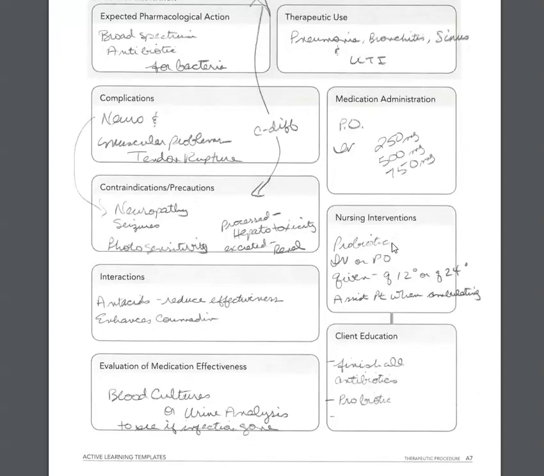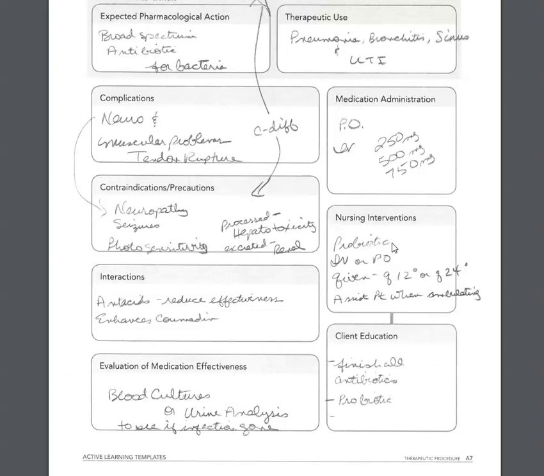Interactions, I saw that antacids can actually reduce the effectiveness. So always take your antibiotics probably about 2 hours before or 2 hours after, that way they don't really interact with each other. It also enhances Coumadin. So if your patient's on Coumadin and their INR levels are therapeutic and really good, you might want to watch out for Levaquin. I think it actually makes it work more, so your blood will become thinner.